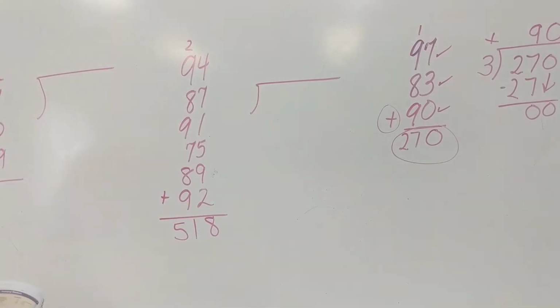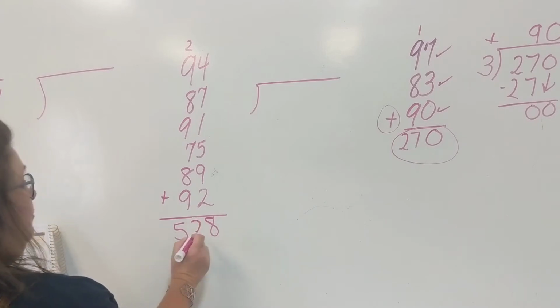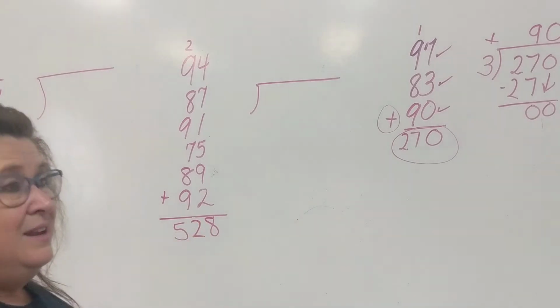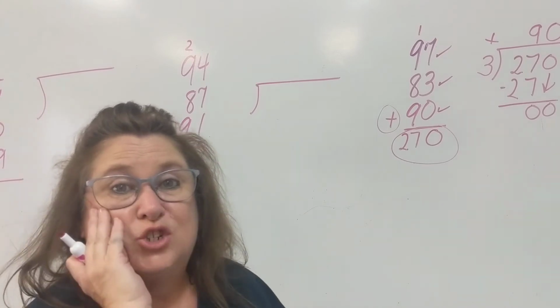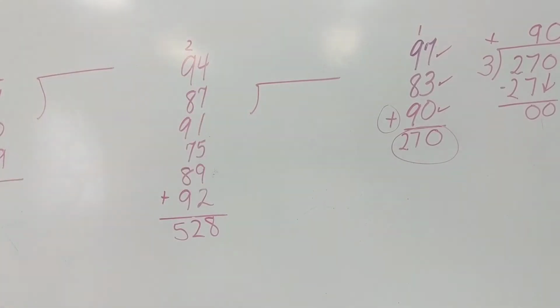So our sum is 500, uh-oh, I didn't add something right. My book is saying it should be 528. So I don't know where I added wrong, but we're just going to change it to 528. And y'all just pretend that you did not see your teacher just add her numbers wrong, okay? All right, so 528 is our sum.